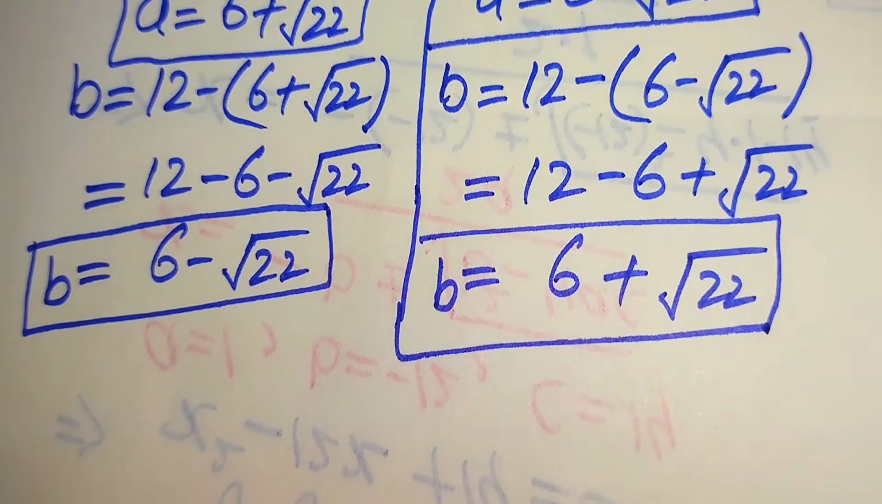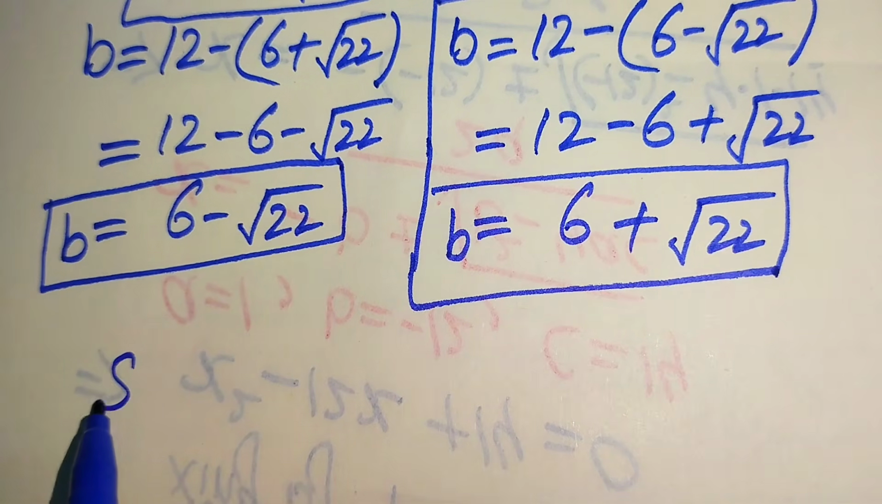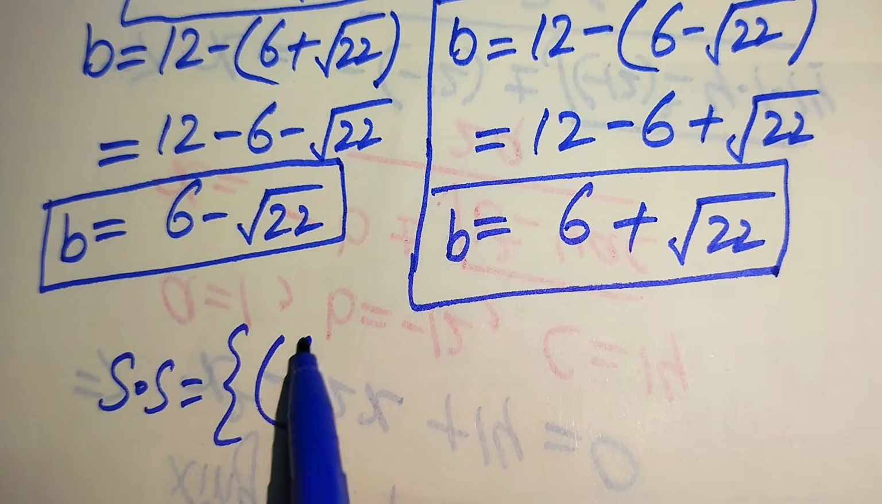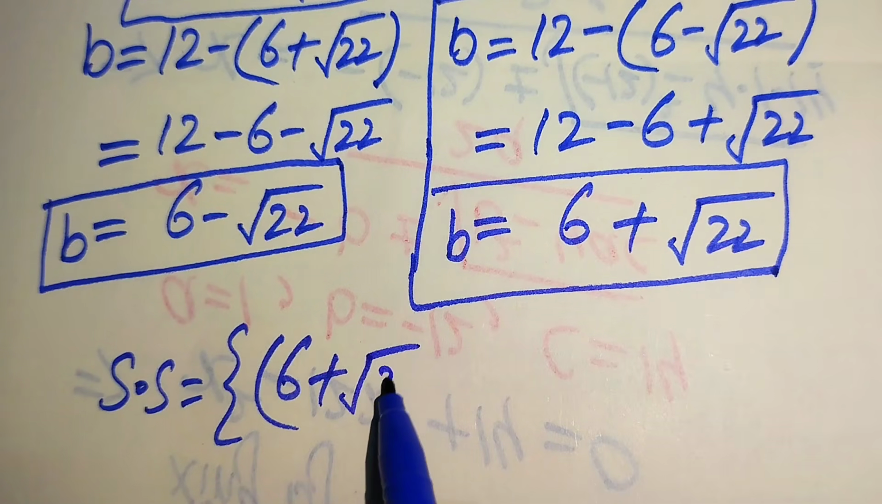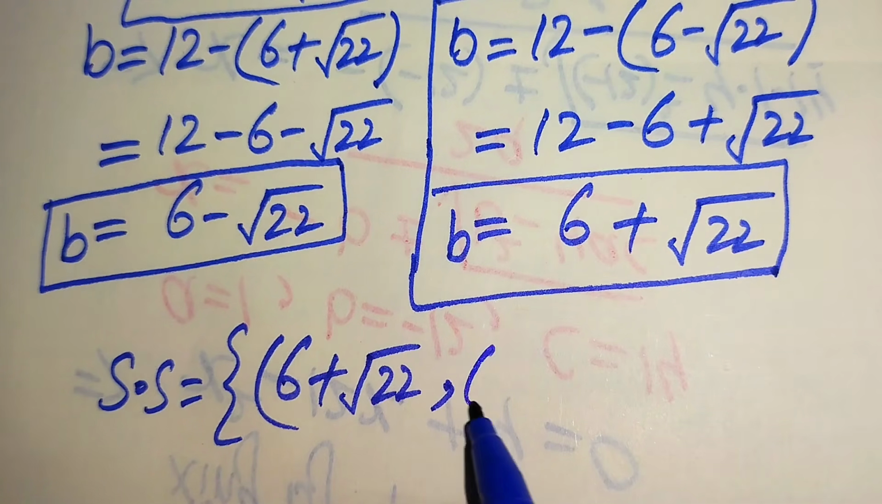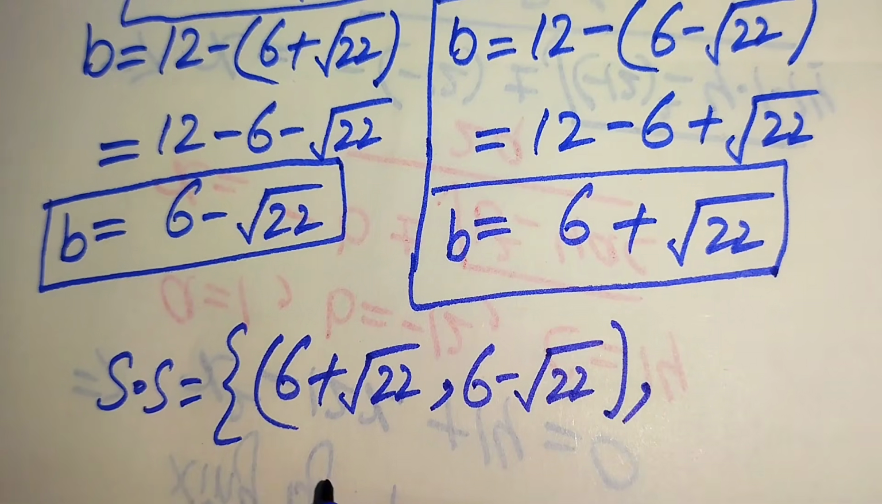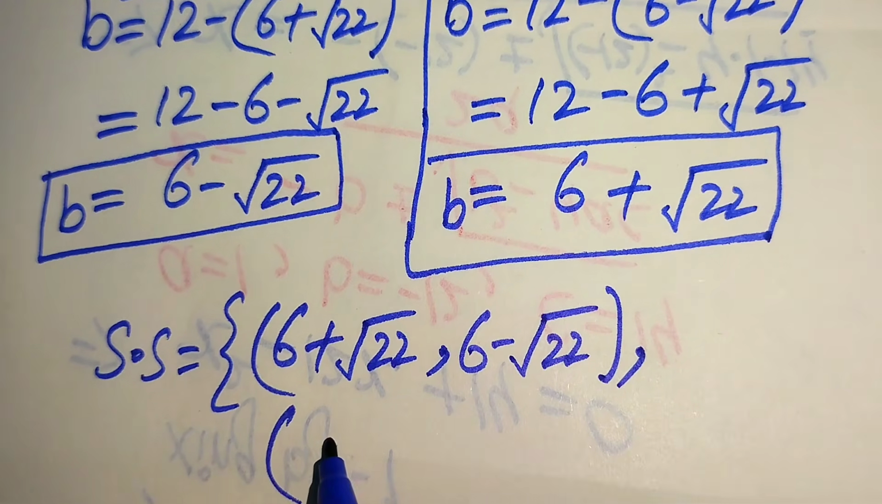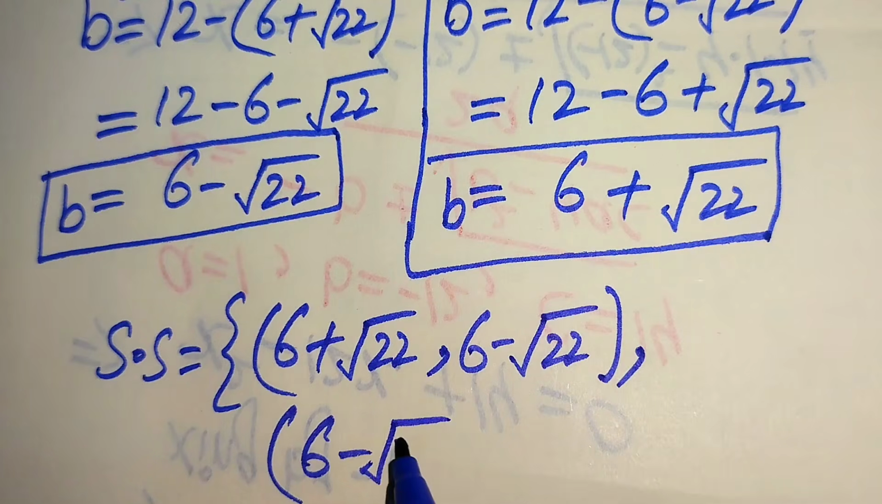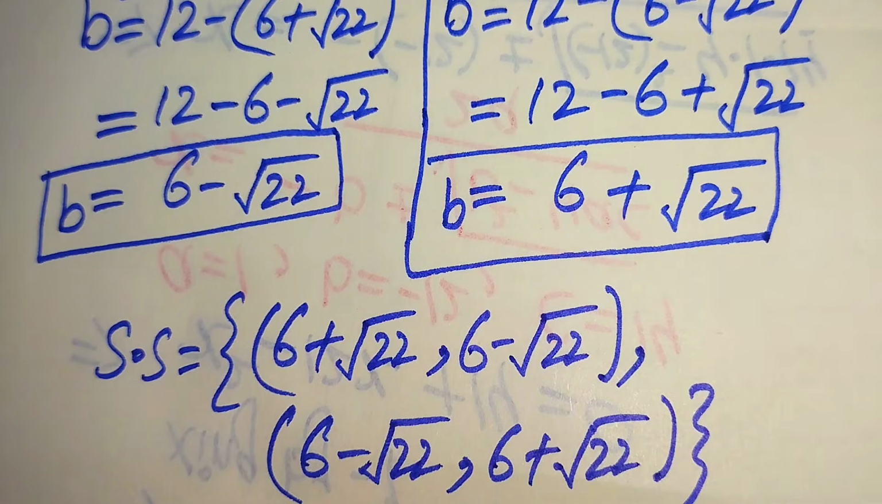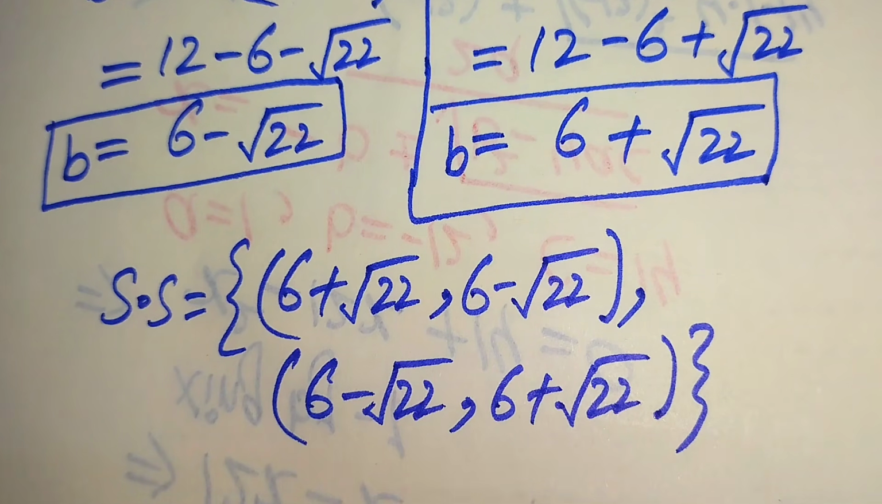Here we finally write the solution set of this problem. The first ordered pair of solution is 6 plus square root of 22 and 6 minus square root of 22, and the second ordered pair of solution is 6 minus square root of 22 and 6 plus square root of 22. So this is the second ordered pair of solution, and this is our final answer of this question.